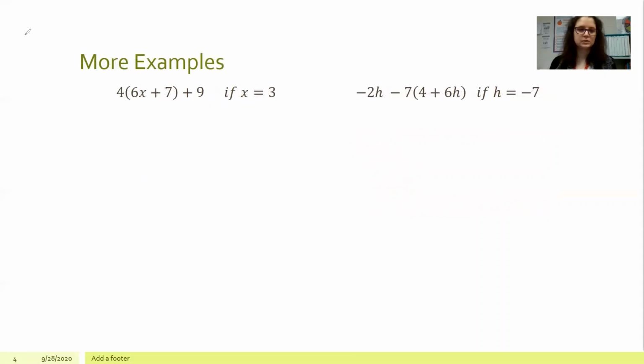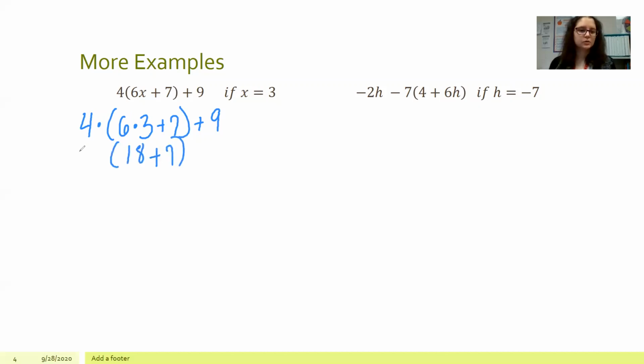Okay, so our next one, we have 4 times 6x plus 7, plus 9. Let's solve if x equals 3. To help us out, I'm going to put a times symbol between my 4 and my parentheses. So 6 times 3 plus 7, close my parentheses, plus 9. Order of operations says everything inside of the parentheses first. And inside of the parentheses, we follow the order of operations. So multiplication before addition. So 6 times 3 is 18, plus 7.